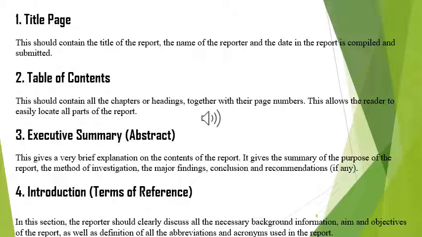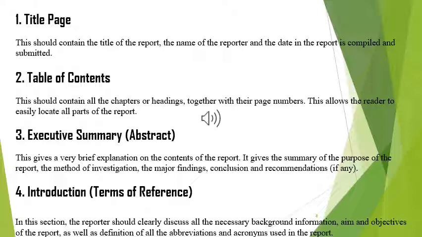Now, after the title page, you also have what is called a table of contents. This table of contents gives information on where to find which segment or section of the work. It gives you a list of the topics that have been treated and the page numbers for those topics, including headings and subheadings or titles and subtitles.